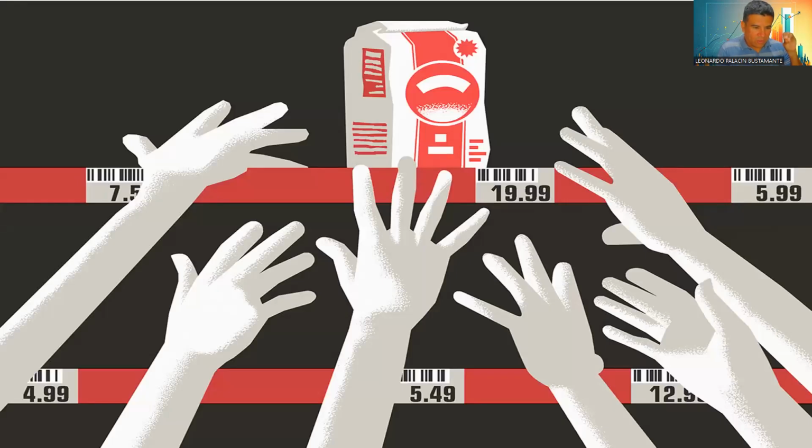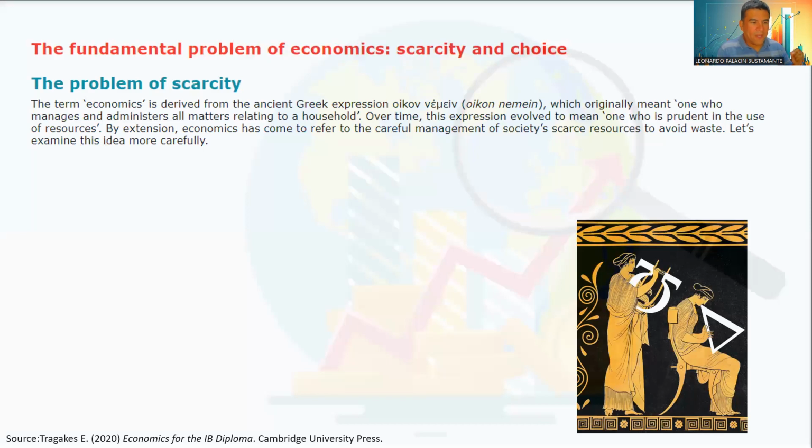Now, take a look at this photograph. This photograph perhaps shows us what happened during COVID-19. Goods were scarce. So, the problem of scarcity. Economics derives from the Greek term oikonomia. It means one who manages and administers all matters relating to a household. Over time, this expression has evolved, becoming one who is prudent in the use of resources. So economics is basically about how efficiently individuals can use scarce resources to avoid waste.